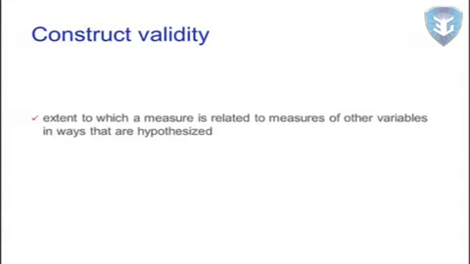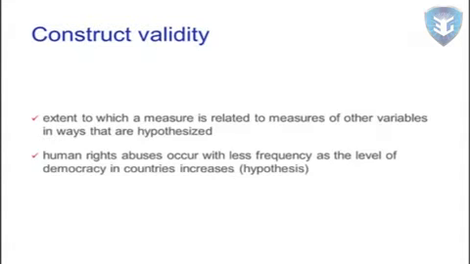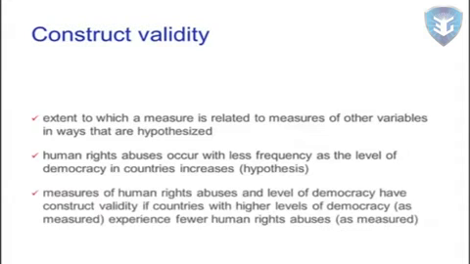A second way of assessing validity is construct validity. Construct validity is the extent to which a measure is related to measures of other variables in ways that are hypothesized. Let's say that we hypothesize that human rights abuses occur with less frequency as the level of democracy in countries increases. Our measures of human rights abuses and level of democracy would be said to have construct validity if indeed it turned out that countries with higher levels of democracy did experience fewer human rights abuses.